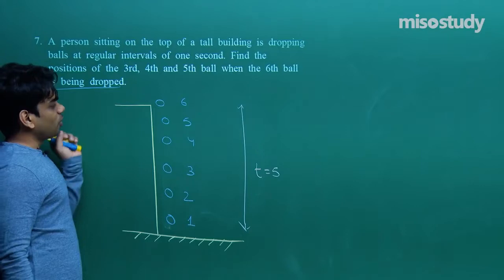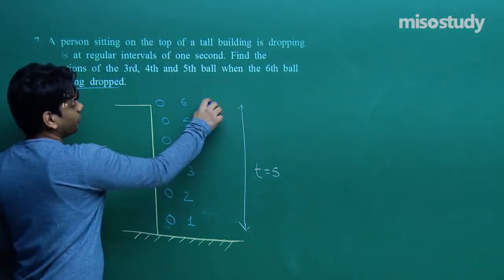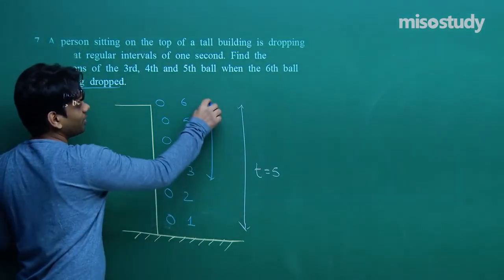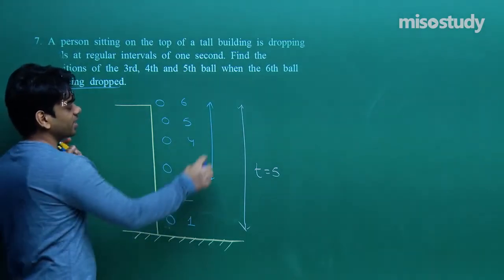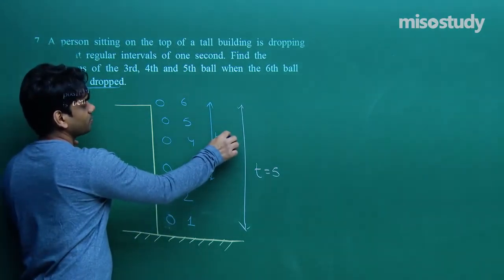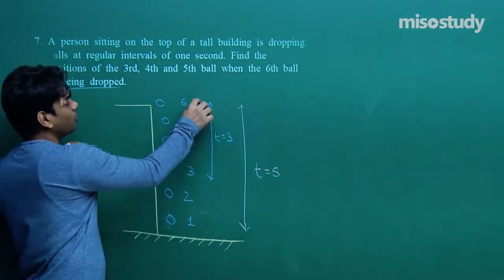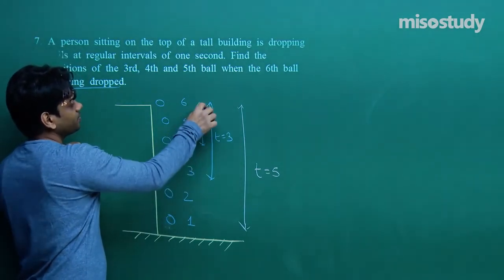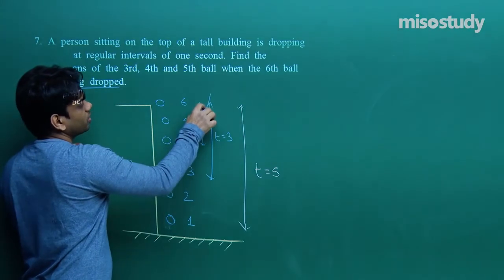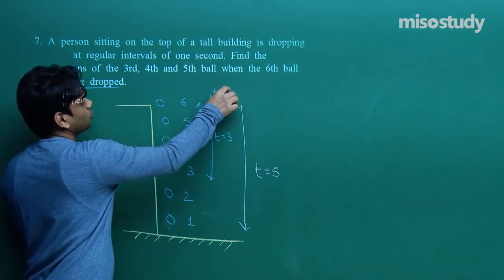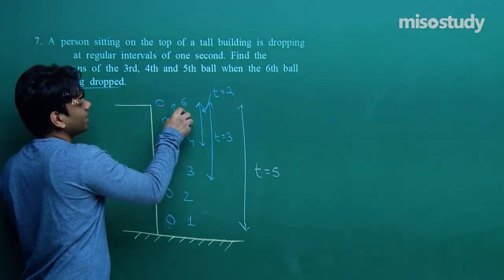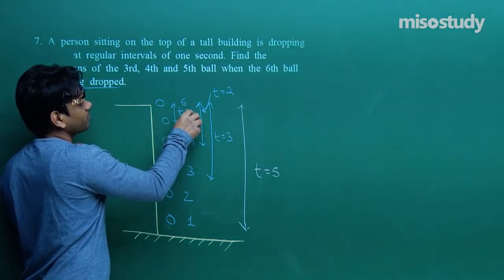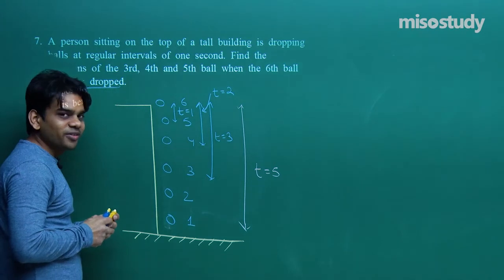Find the position of the third ball. So the third ball is here. How much time would it have traveled? Try to understand. It would have traveled only 3 seconds. See, 1, 2, 3 seconds. The fourth ball would have traveled only 2 seconds. So I am going to show you here, this time is 2 seconds. And the fifth ball would have traveled only for 1 second. So I have mentioned everything here.